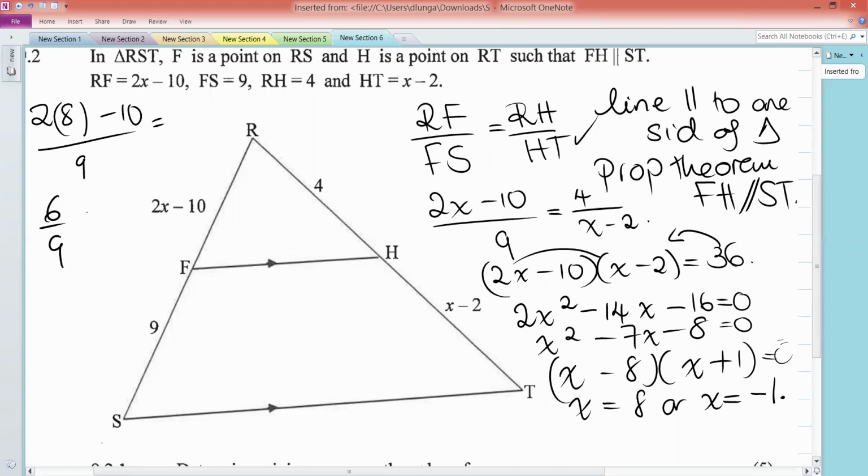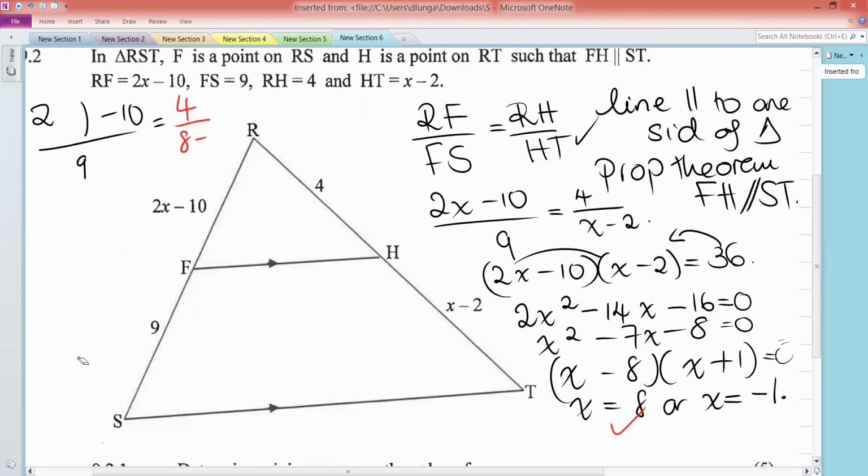Let's check if it's going to be equal to the other side. 4 over, the x is 8, minus 2. So 4 over 6. Simplify both sides. This side is 2 over 3 and 2 over 3. So I see that x equals 8 works. Now let's test the other one.